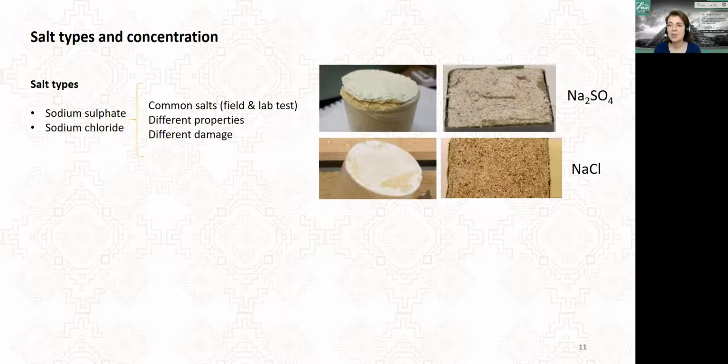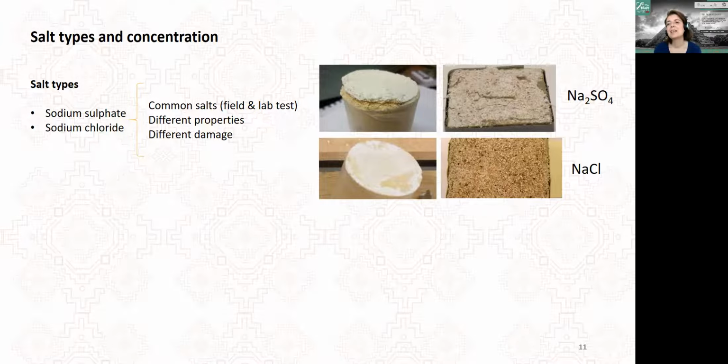They are salts which have different properties. For example, sodium sulfate has hydrates, while sodium chloride does not have any hydrate at room temperature above 0 degrees. And also the solubility of sodium sulfate is dependent on temperature, whereas the solubility of sodium chloride does not depend on temperature.